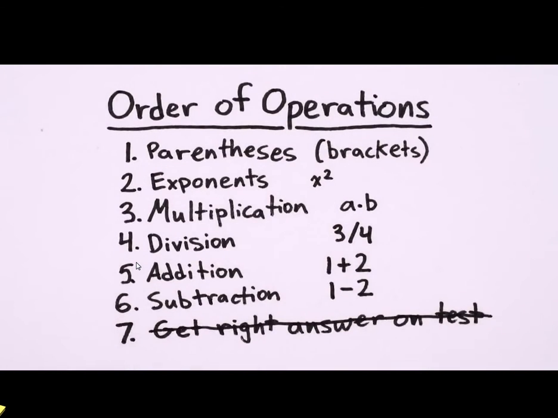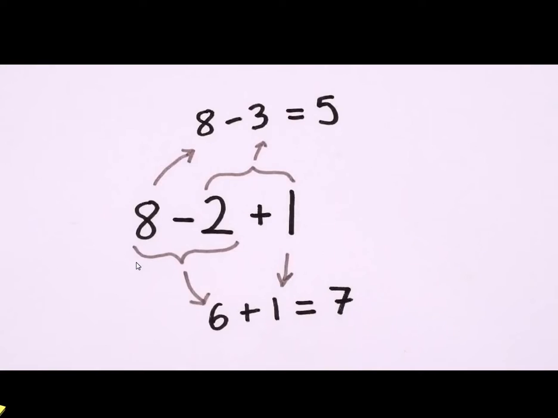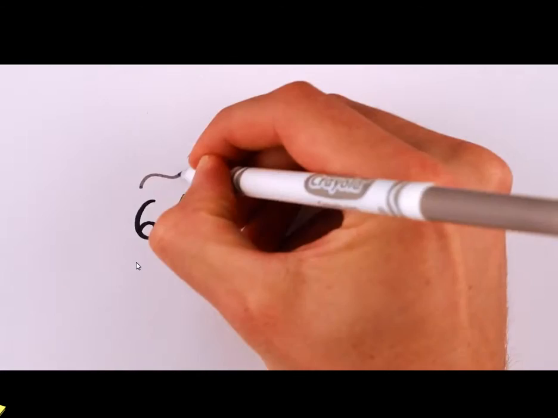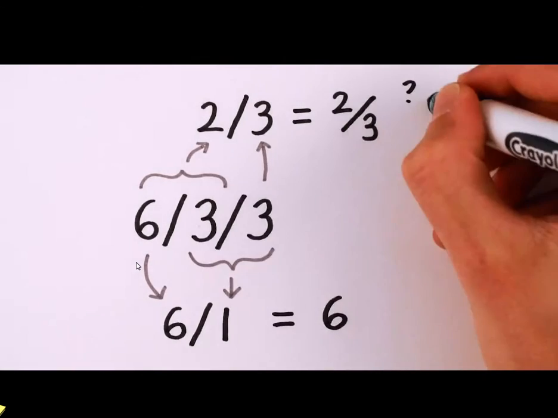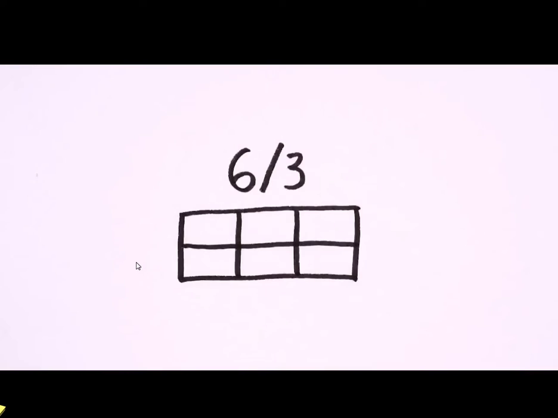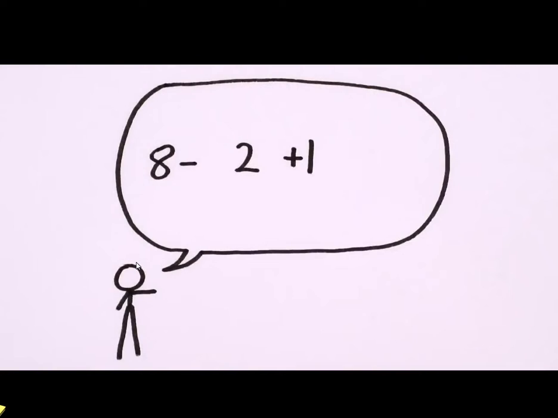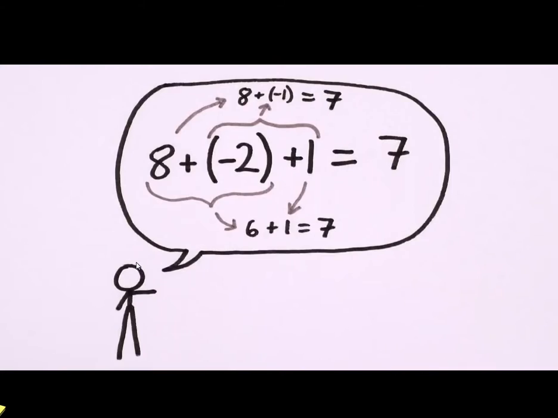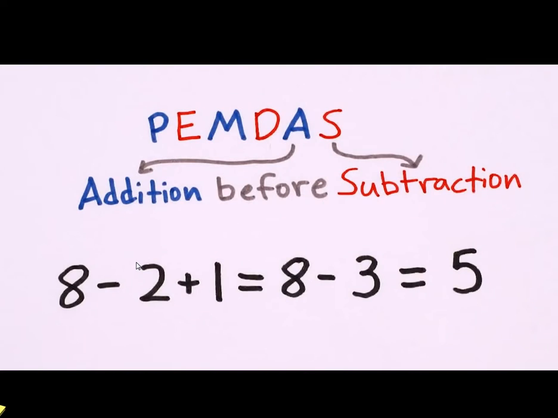Except you don't always get the right answer, or even one answer. I mean, is 8 minus 2 plus 1 equal to 5 or 7? And is 6 divided by 3 divided by 3 equal to 2/3 or 6? The problem is, focusing on the order of operations can lead to ambiguity and obscures the real, underlying, and often beautiful mathematics. A mathematician will tell you that 8 minus 2 plus 1 is really 8 plus negative 2 plus 1, which is unambiguously equal to 7, even though the so-called order of operations standard in the US tells you the answer is 5. If you want 5 for your answer, then you really need some parentheses.